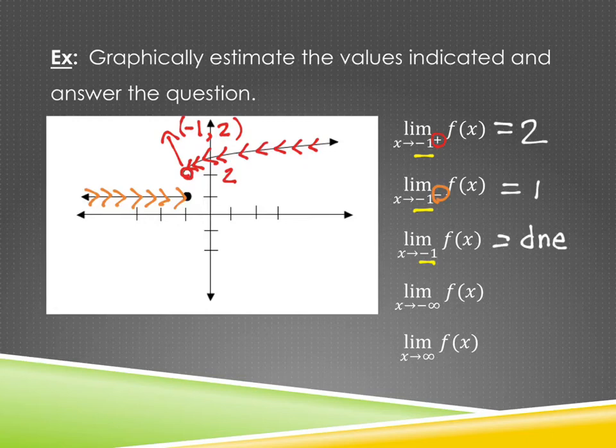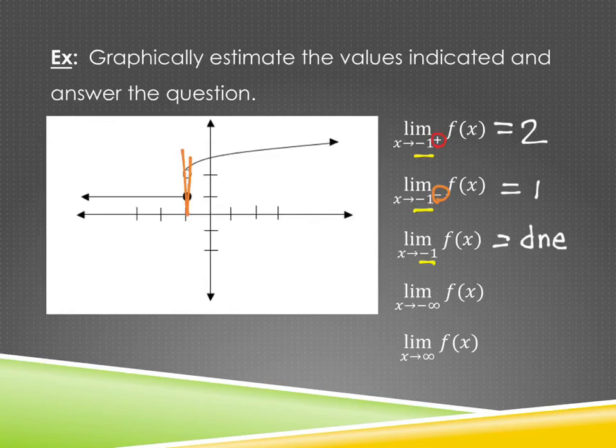In particular, what's happening on our graph, I got so much garbage on my graph, let me clear it off, is that because my graph has a jump in it, they can't match. One side is one direction, the other side is the other direction.